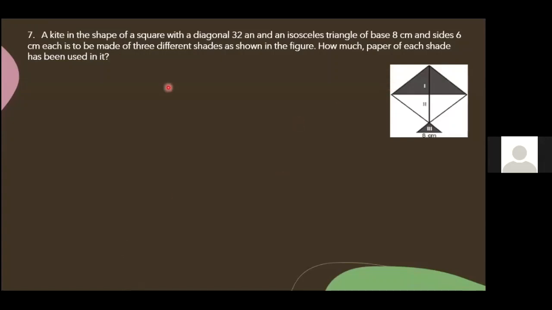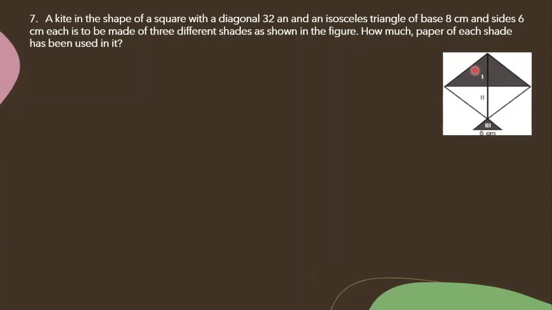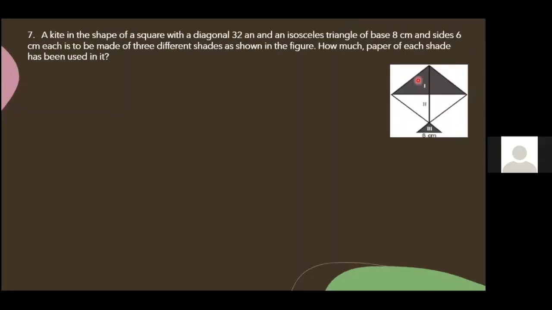A kite in the shape of a square. This is your 7th question. Before starting the 7th question, I want all of you to say what is the area of a triangle when all 3 sides are given. Square root of s into s minus a into s minus b into s minus c. What is the area of a parallelogram? Base into height.